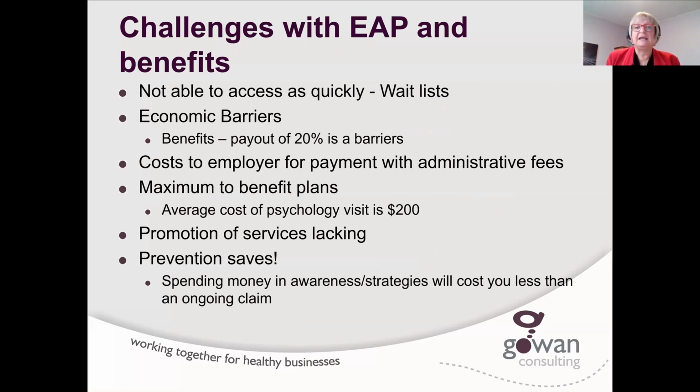What we've been seeing is your employees may be able to access the benefits, but they need to pay it out to be able to get it paid back, or they're paying 20%. And that right now is a lot for them, especially if their partner is not working and they're having other economic challenges. And for you, there's a cost to pay that additional administrative fee for those benefits that maybe only cover a few psychological visits. The average cost of a psychology visit is $200. So we need to look at how we focus on prevention and get the resources to your employees.